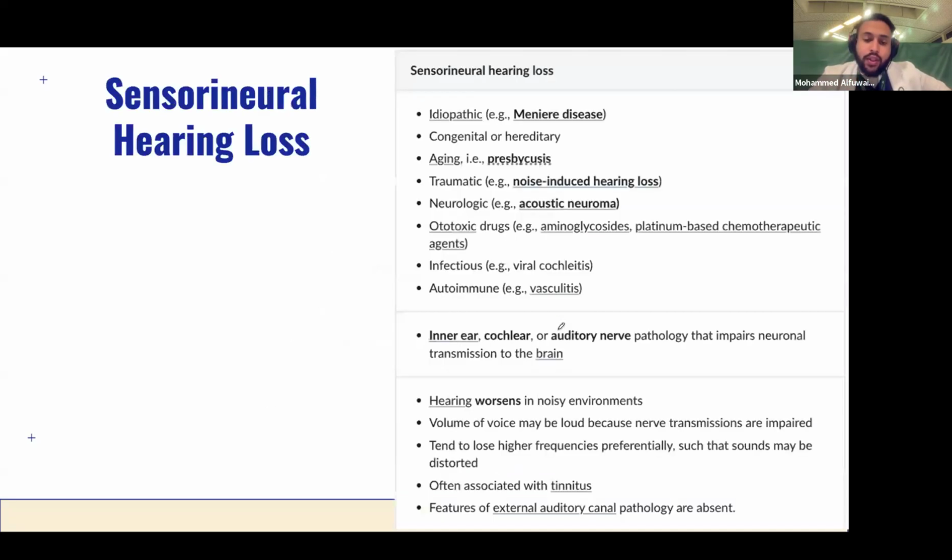Cochlea or the nerve. Good. Now we go to the causes. One thing is aging related. Aging related is called presbycusis. Okay, this is aging related.